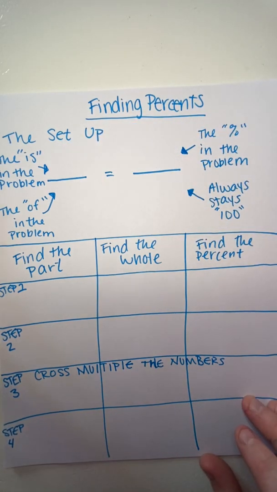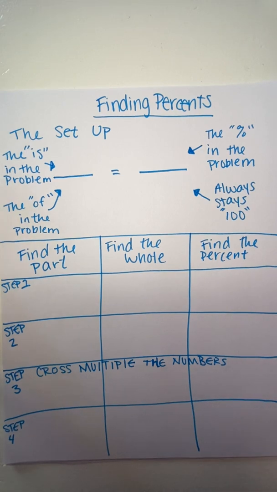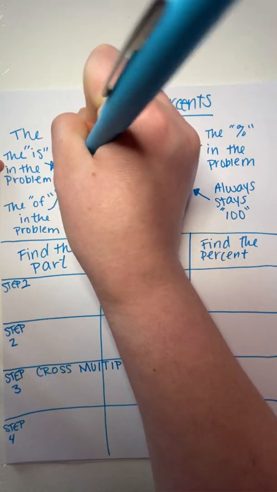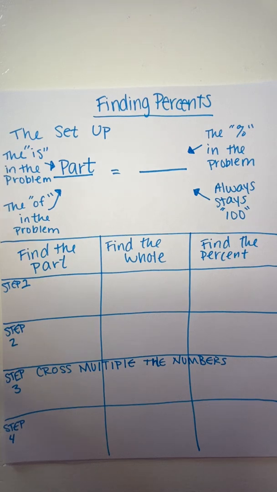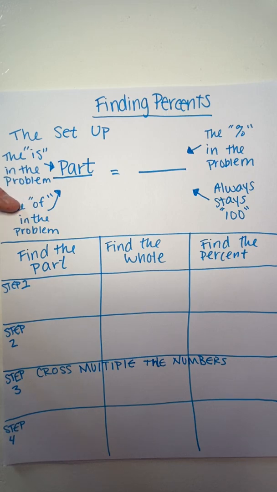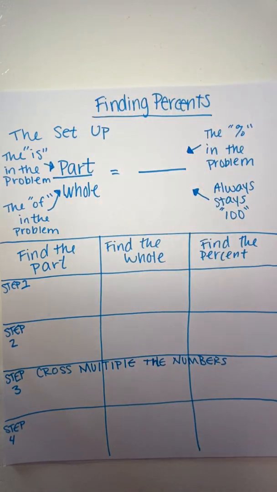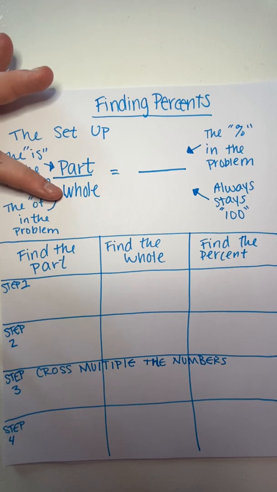When you read a problem, there's always going to be "is" and "of". Blank is part of. The "is" is the part. The "of" is the whole number. So "is" and "of" are always together. You have the part over your whole number.